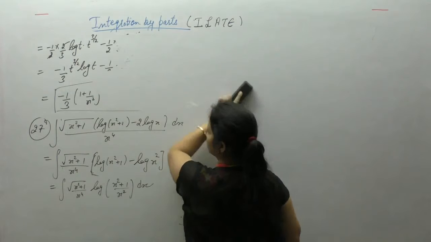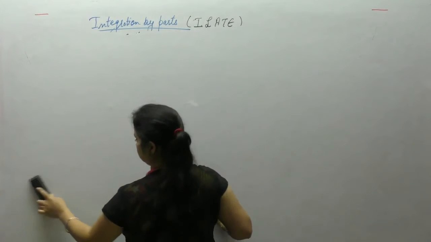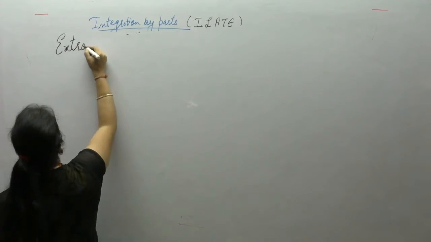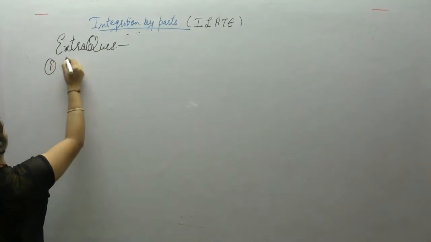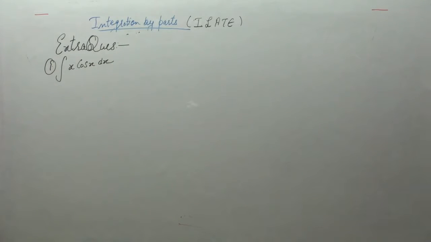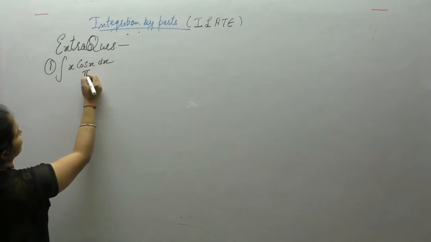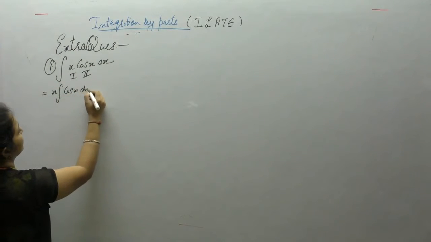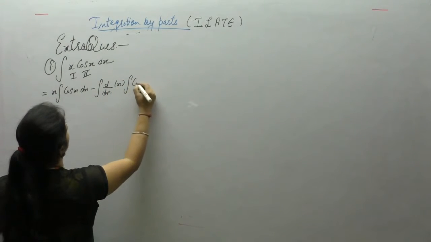Now we will start some extra questions of integrals by parts. Start with question number 1. Integral of... trigonometric function as second and algebraic as first. First, integral of second, minus integral of derivative of first, integral of second.